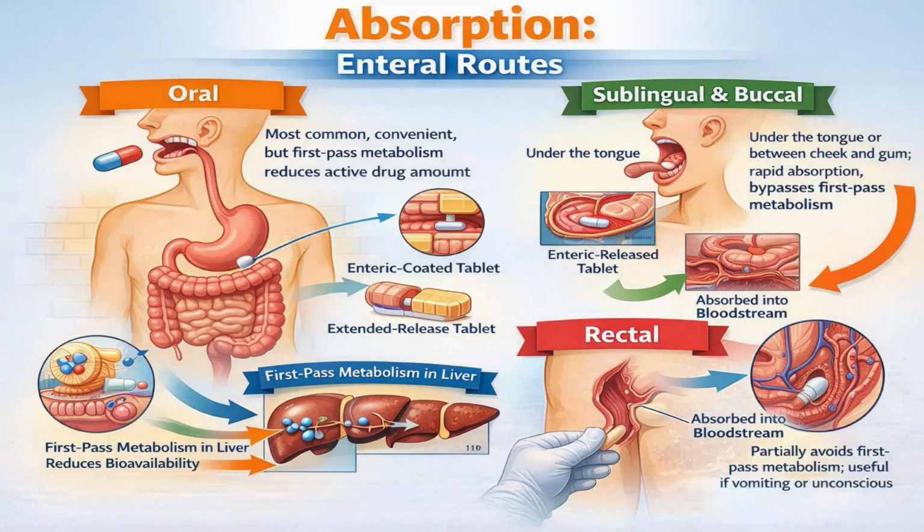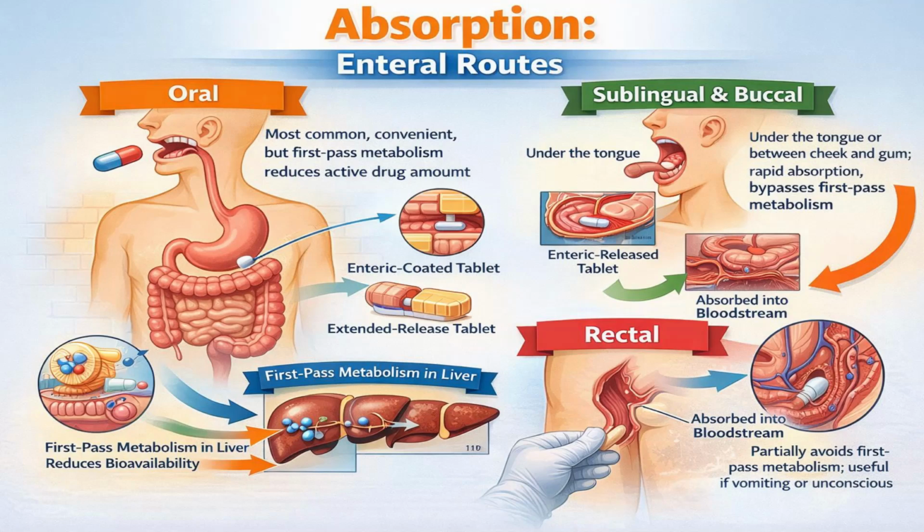First, let us discuss enteral routes, which use the gastrointestinal tract. The oral route is the most common and convenient enteral route. Most orally administered drugs are absorbed primarily in the small intestine due to its large surface area and rich blood supply. However, oral administration has several disadvantages.